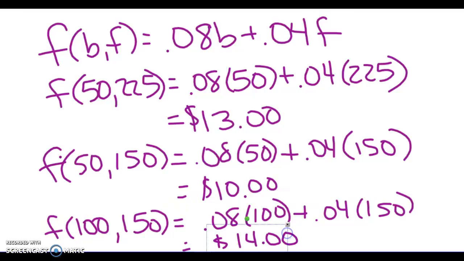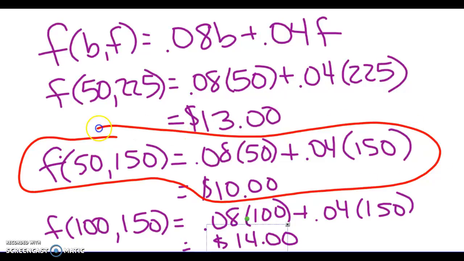So our most cost-effective combination of flyers and brochures would be if we were to get 50 brochures and 150 flyers. That would be the minimum that we would spend, and we would still have all of those objectives met. Okay, that's it for linear programming review.